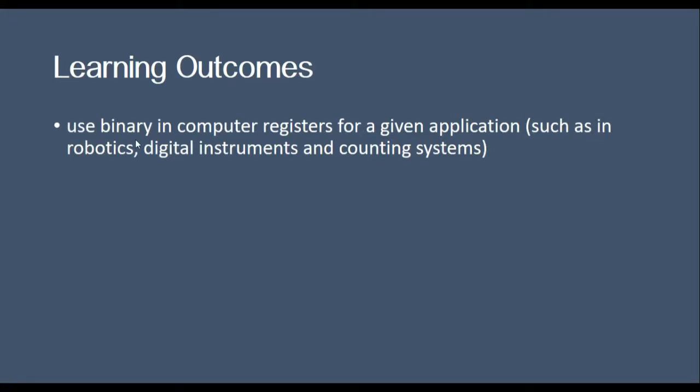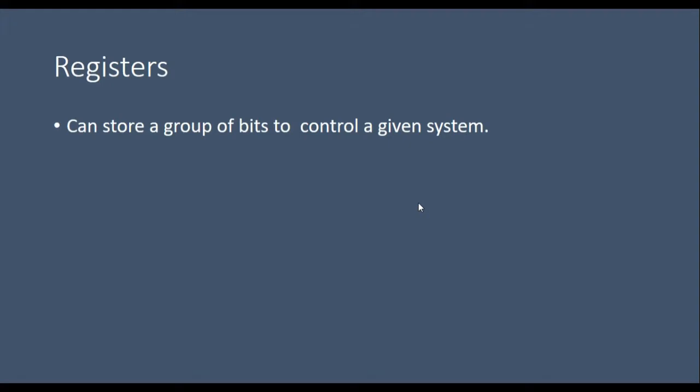In this lesson, we're going to take a look at how binary can be used in computer registers for a given application. For example, in robotics, digital instruments, and even counting systems. So let's take an example which has been adapted from Zaken Web in a few seconds.